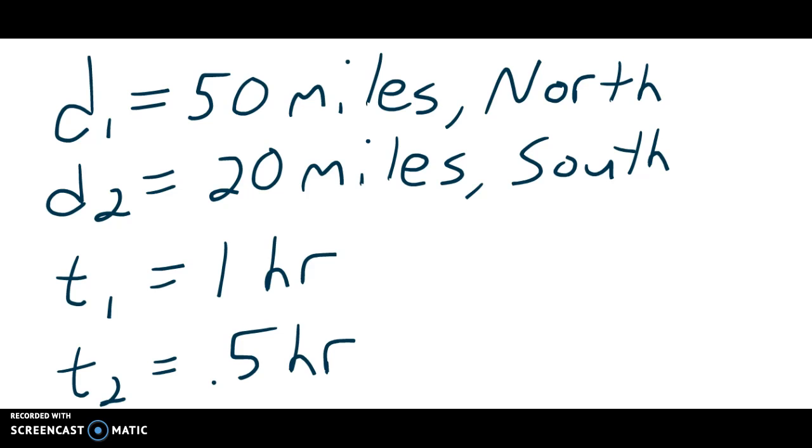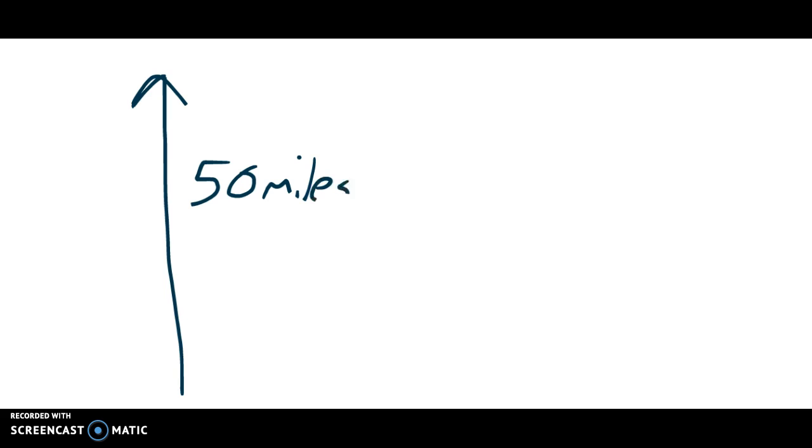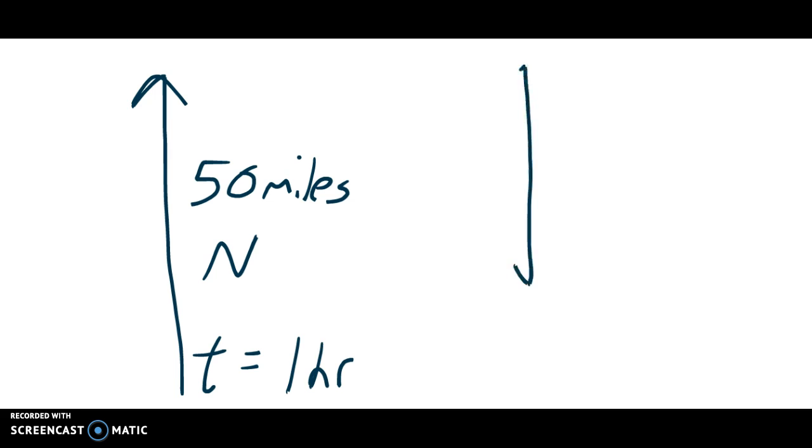Our next step is to start drawing it. Since we're using vectors, the drawing will help us to add and subtract it based on what we need. Our first vector is 50 miles north. We draw this with an arrow. Since we can't draw north, we just draw an arrow going up. Our second vector starts where the other one ended and goes down for south. And this is 20 miles south.